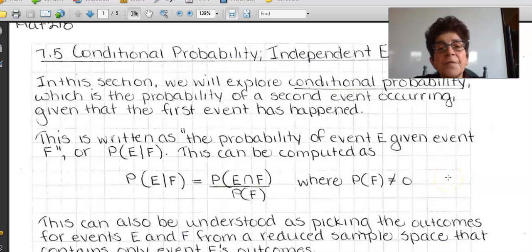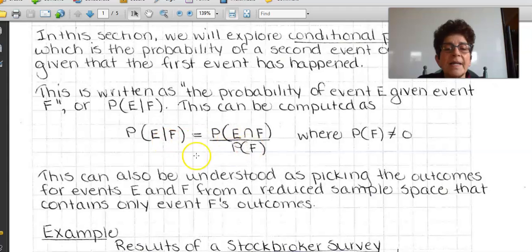Hi, this is a video in which we will discuss conditional probability as it relates to independent or non-independent events. You might remember that two events are independent if the outcome of the first event doesn't alter the probability that the second event will occur. In this section, we're going to explore conditional probability, which is the probability of the second event occurring given that the first one already happened.